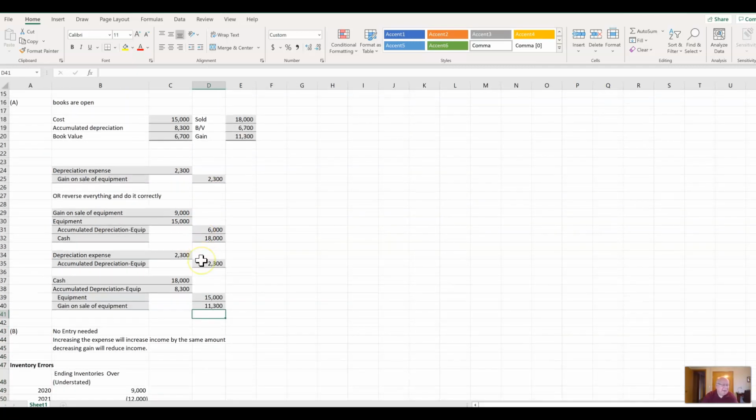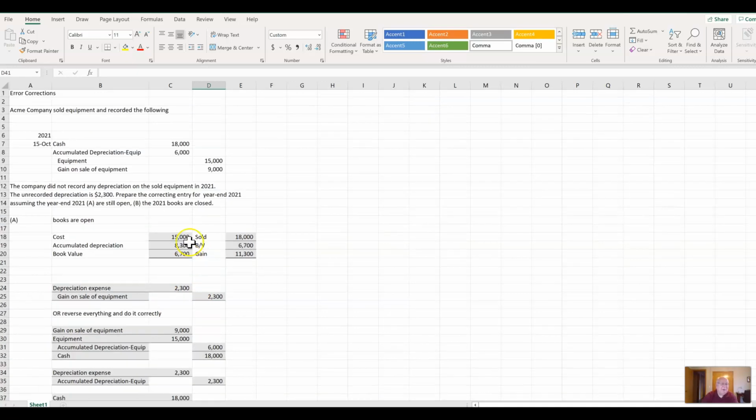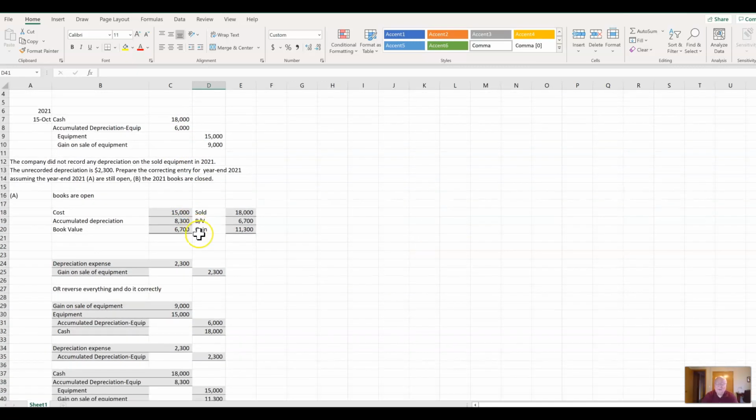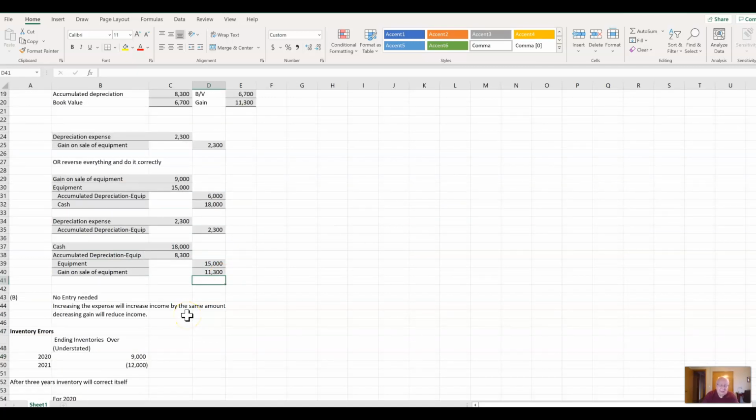Now, part B, it says, what do we do if the books are closed? Well, if you close the books, we don't do anything. There's no entry needed because depreciation expense will reduce the net income, but your gain increases the net income, and it reduces the income and increases the income by the exact same amount, the $2,300. So it's a wash. It doesn't affect income whatsoever. So we just let it go. We can ignore it.